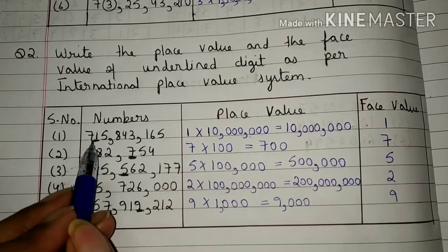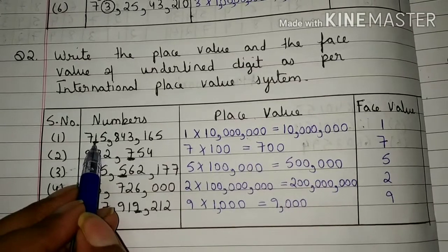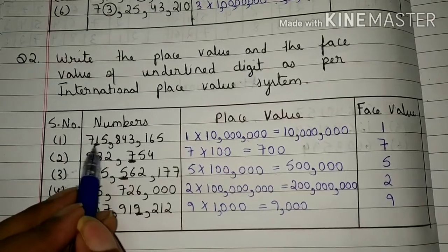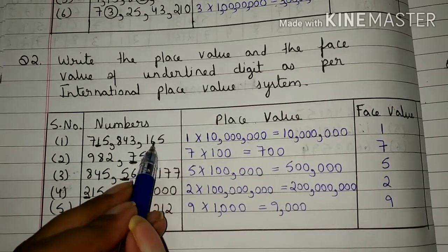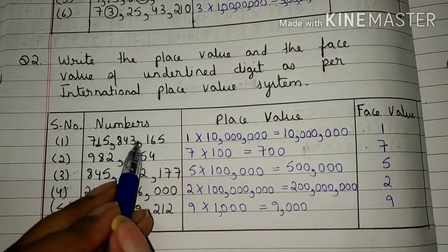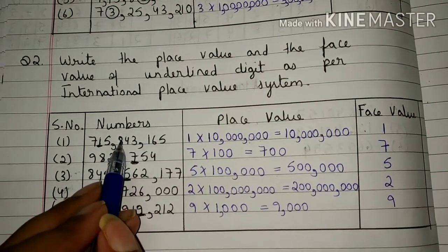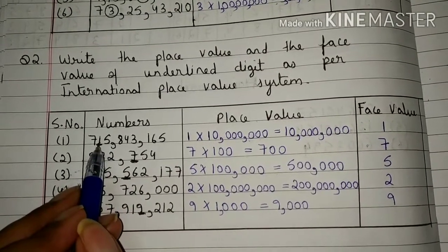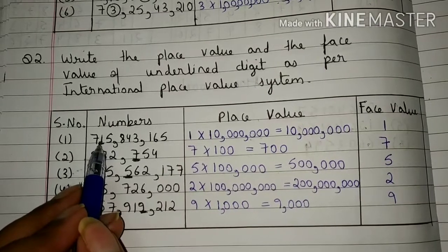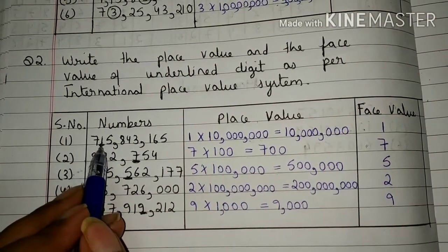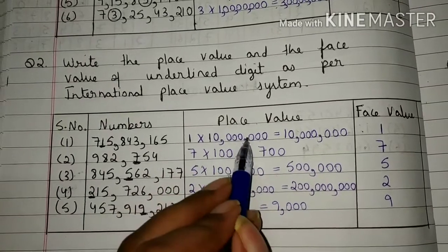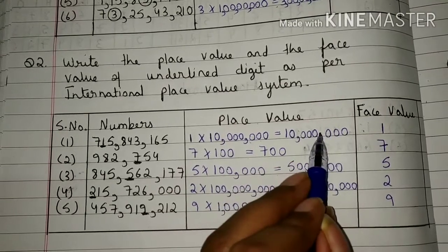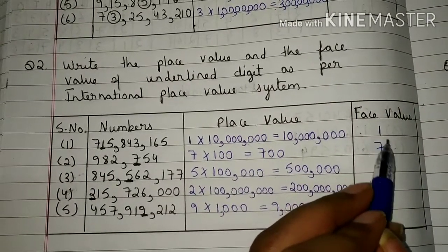Students, in this question, underlined digit is 1. So, you have to write the place value and the face value of this 1. Students, this is ones place, tens place, hundred place, thousands place, 10,000 place, 100,000 place, million place, 10 million place. Students, you can see that 1 is at 10 million place. So, place value of 1 is 1 into 10 million is 10 million. Place value of 1 is 10 million. Face value of 1 is 1.